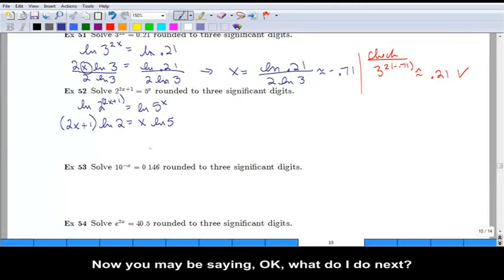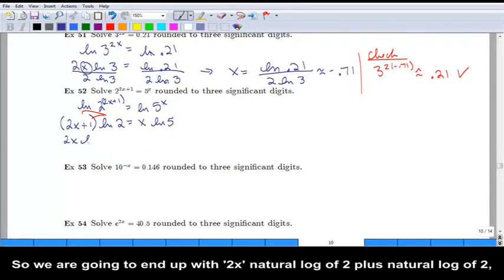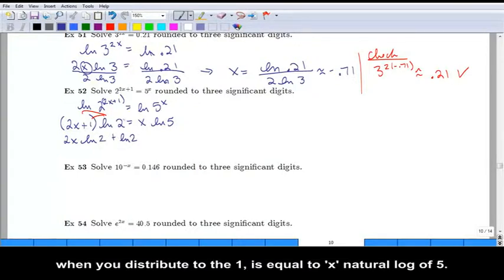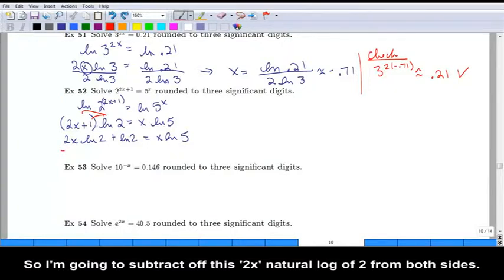Now you may be saying, okay, what do I do next? I've got an x on the left side and the right side. Well, what you need to do here is you need to distribute, and this is why those parentheses are so important. So we're going to end up with 2x natural log of 2 plus natural log of 2 when you distribute to the 1 is equal to x natural log of 5. Now I'm going to move everything with an x term to the right side, so I'm going to subtract off this 2x natural log of 2 from both sides.